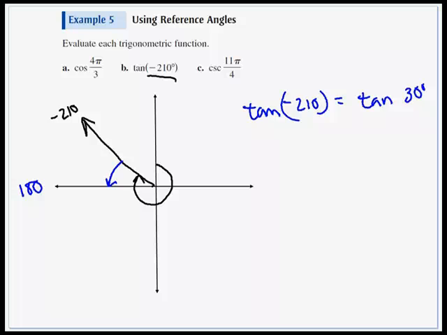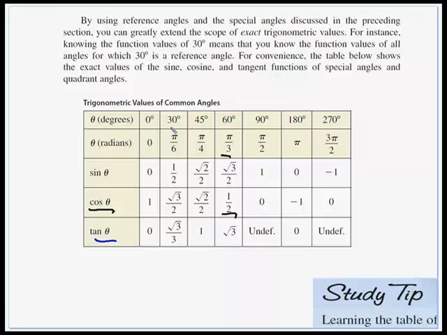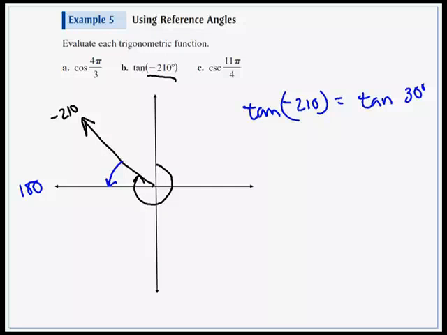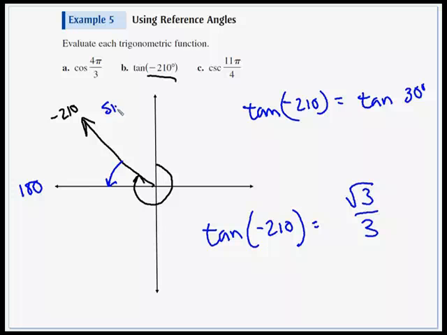So the tangent of 30 degrees is root 3 over 3. So what we're looking for, this tangent of negative 210, is root 3 over 3. But is it positive or negative? Well, in the second quadrant, we have negative x values, positive y values. Again, our y values are equivalent to sine. So here, sine is positive, cosine is negative, tangent is sine divided by cosine. Positive divided by negative is negative. Negative square root of 3 over 3.